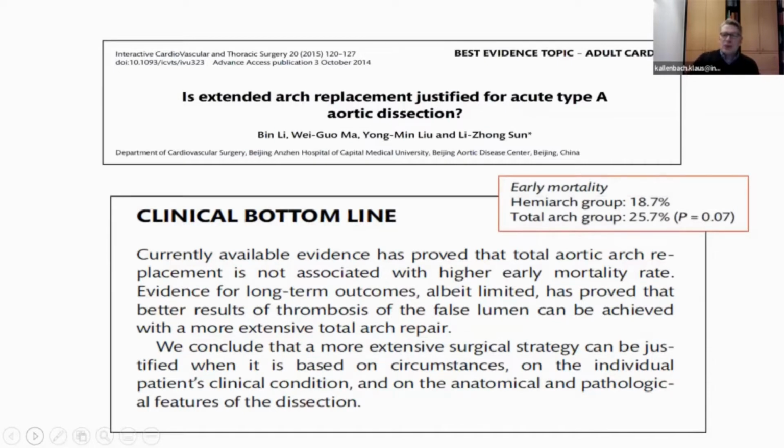Here is one more factor. When you compare, the mortality in the hemiarch group is 18%, and in the total arch group 25%. This just misses the level of significance, but the difference is already visible. Next slide, please.